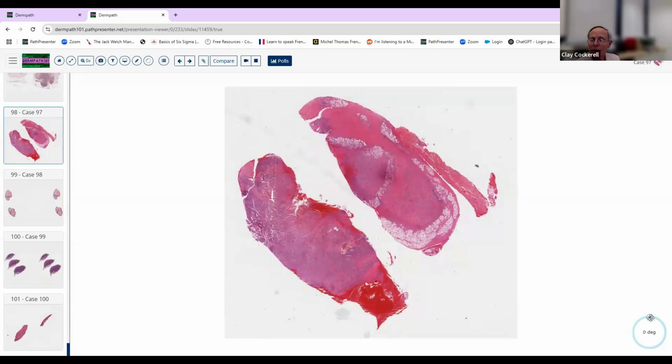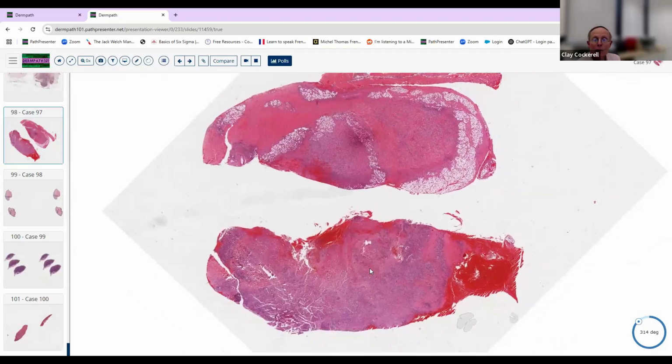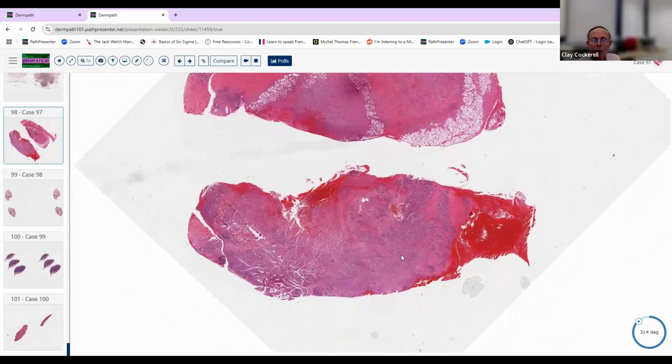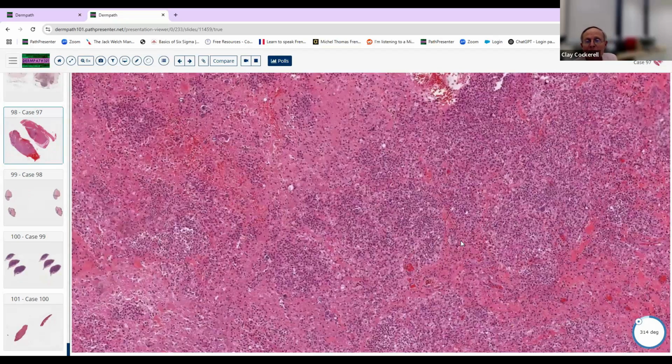Okay, 97. Another suppurative granulomatous dermatitis with pseudocarcinomatous hyperplasia. So you're going to be looking for bugs again in this case. Keep looking.